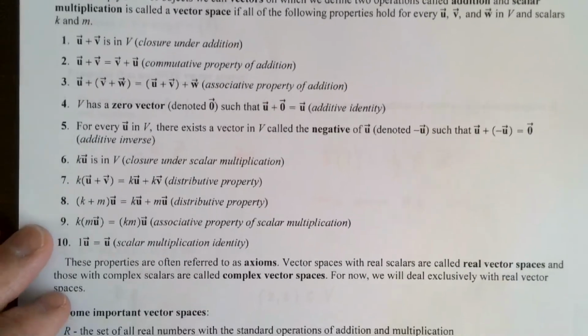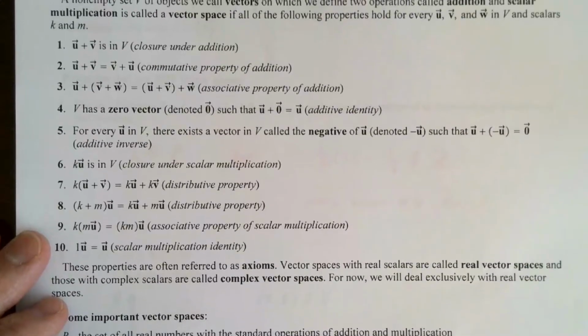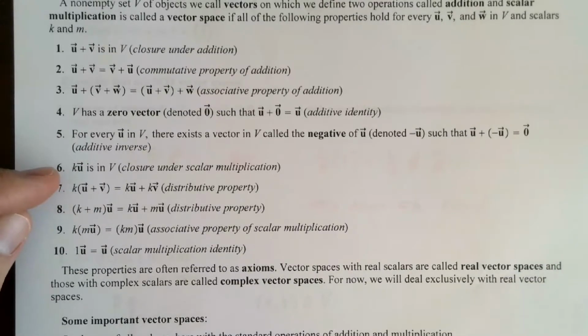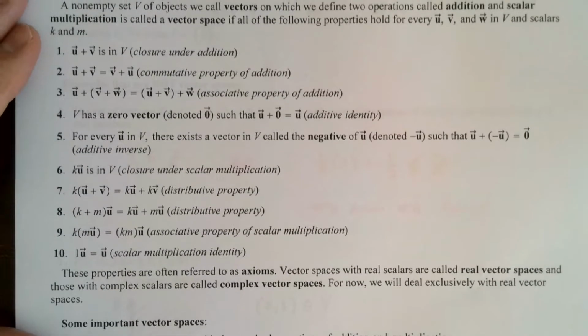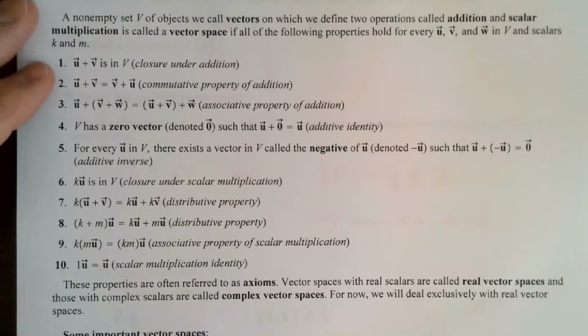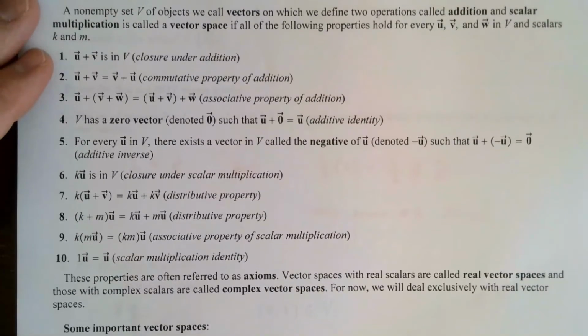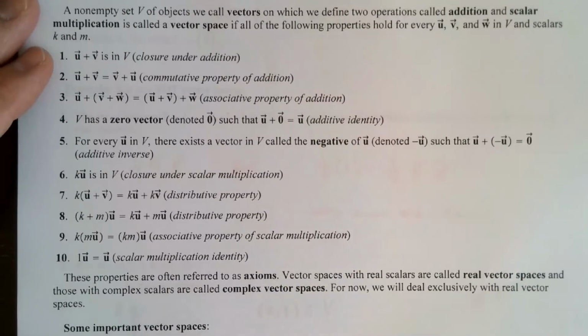Properties 6 through 10 deal with scalar multiplication. Number 6 is the closure under scalar multiplication. If we scalar multiply any vector in the set, then we must get a vector in the set in order for us to have a vector space. And then we have various distributive and associative properties, and then the scalar multiplication identity property. So, this may be kind of strange. What's all this about? Well, we've actually already looked at this from the standpoint of several vector spaces. We just didn't call them vector spaces.